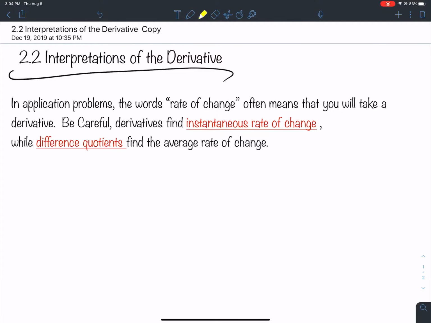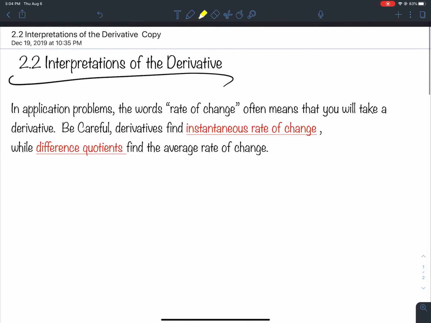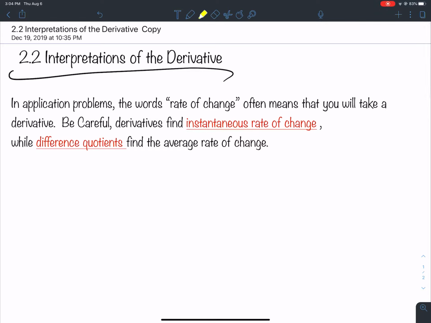So here we're going to talk about the different interpretations of the derivative. In application problems, the words rate of change often mean that you will take a derivative. So when you see rate of change in there, you should be thinking, all right, I'm going to take a derivative at some point. Be careful.